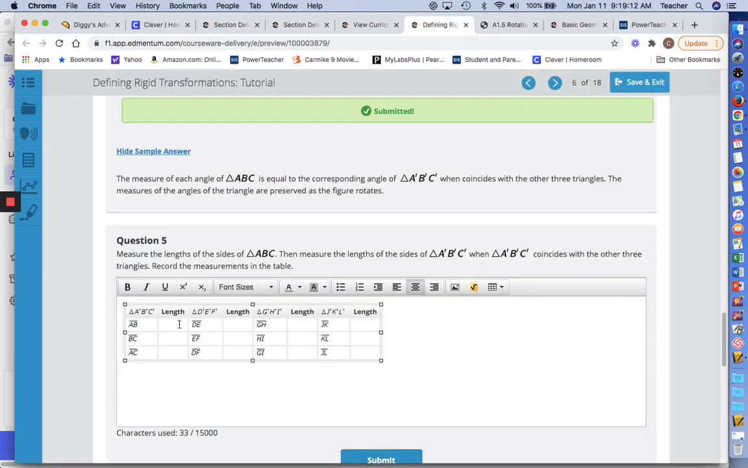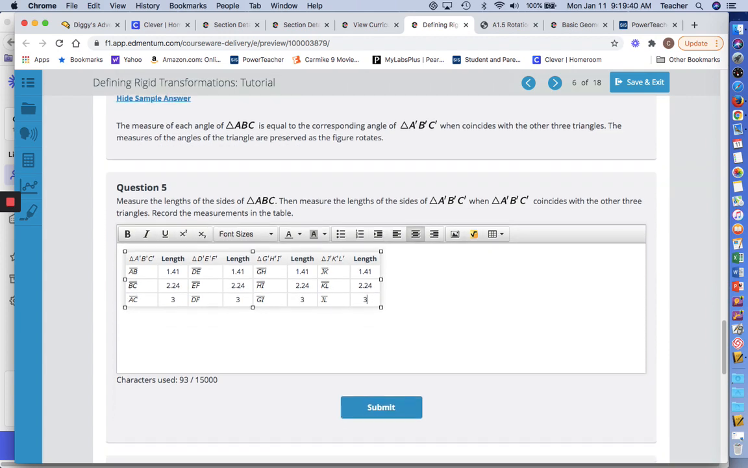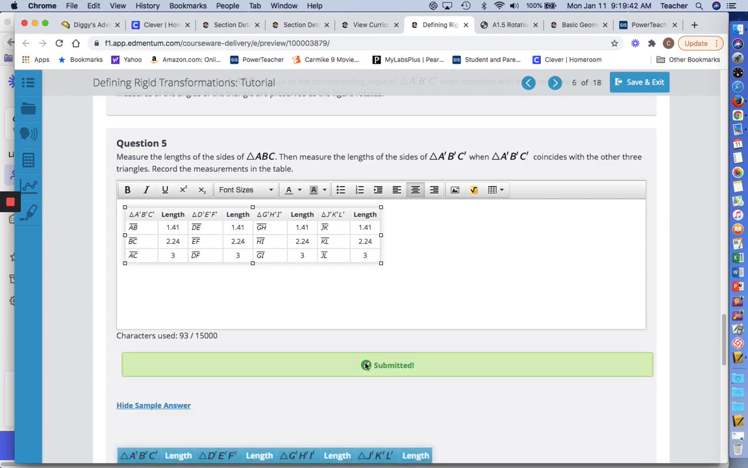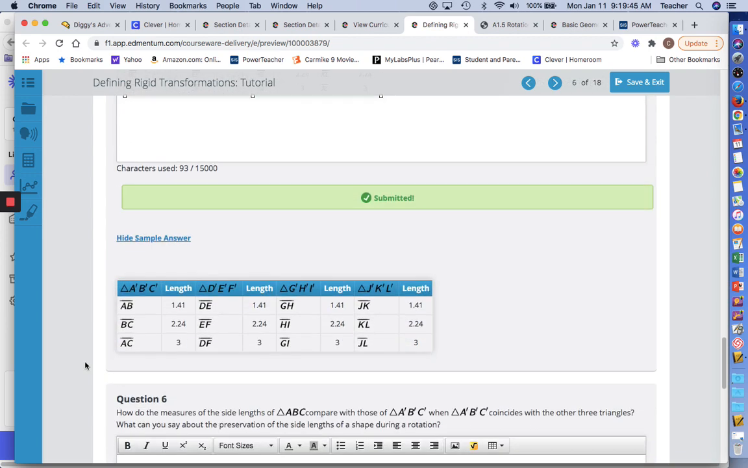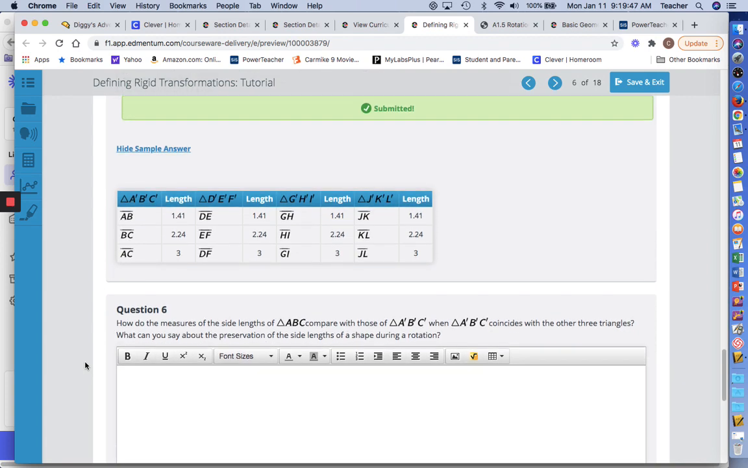So make it easy on ourselves. 1.41, 1.41, 1.41, 1.41. All right, so BC, that was 2.24, 2.24. And when I move it, it's going to stay 2.24 on all the other 3 triangles. The last one was 3, and when I rotate, it just stays 3. Again, the only reason it would change is if it's a dilation. And these are not dilations. These are rigid motions, whether it's a reflection, rotation, or translation. They're all going to stay the same.